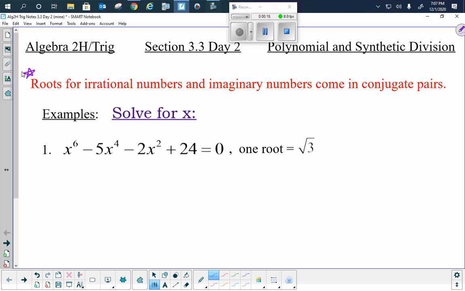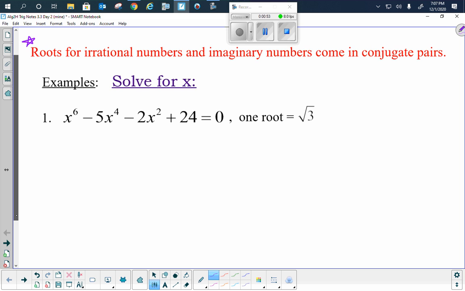Make sure that you realize that roots for irrational numbers, like square root of 2, and imaginary numbers like 2i, come in conjugate pairs. So they always come in pairs, which means when I tell you in problem 1, solve for x, notice we're starting with x to the 6th, which means we should have up to 6 solutions. Now, if we're allowing imaginary numbers, then we're going to have 6 solutions. So we definitely have to think about if they're asking us for real or imaginary.